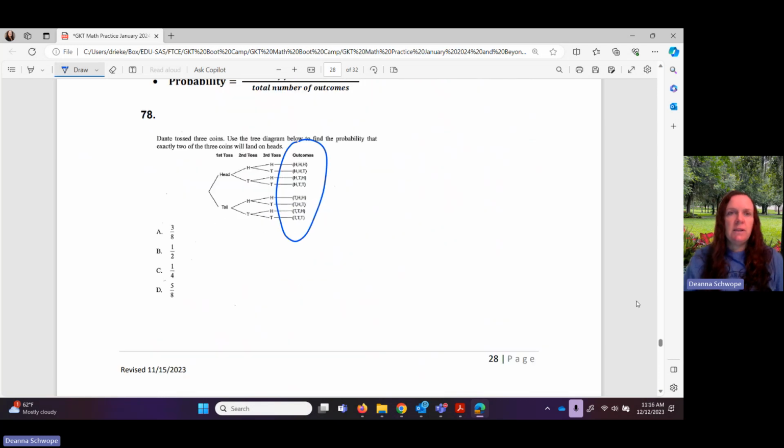So let's go back to number 78. He tossed 3 coins, use the tree diagram to find the probability that exactly 2 will land on heads. So only 2. So this one has 2, this one has 2, this one has 2. The one that has all 3 heads is not exactly 2. So we have a probability of 2 heads is 3 of them out of 8. So 3/8.